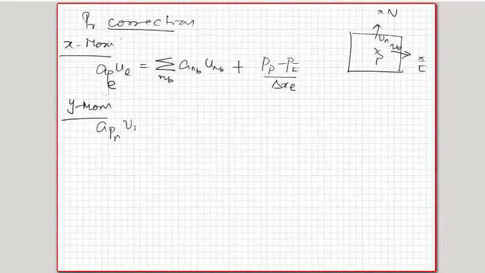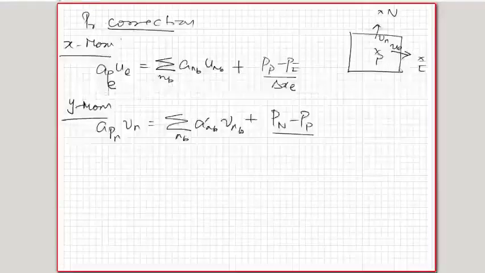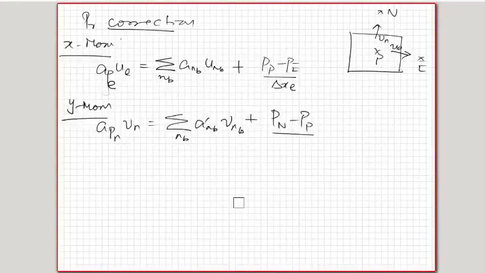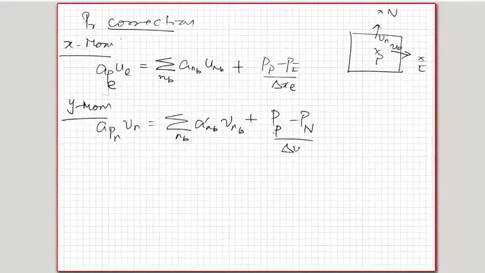APN VN is equal to summation over the neighbors of A and B, V and B. This A and B and this A and B are not the same, but let's just say A and B prime, plus PP minus PN divided by delta YN.